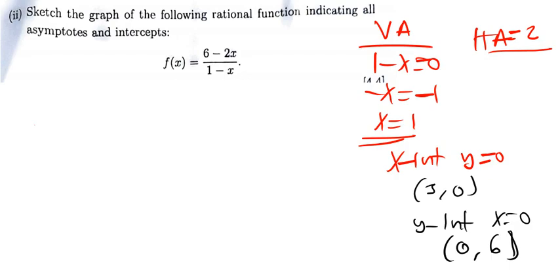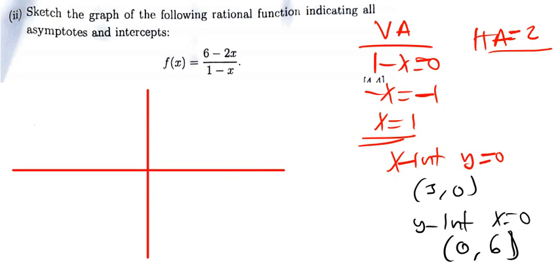Sketching is something which has to be on your fingertip. If I have my graph like this, the first thing is to put the vertical asymptote. The vertical asymptote is, are you getting me?